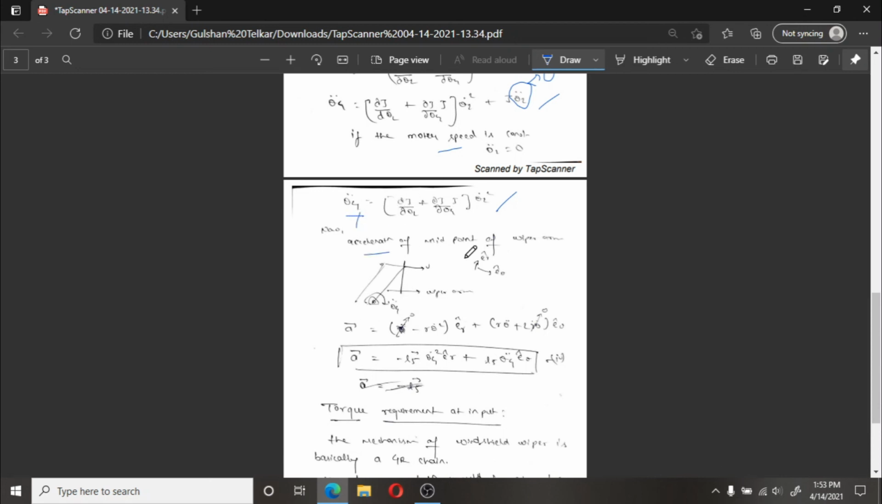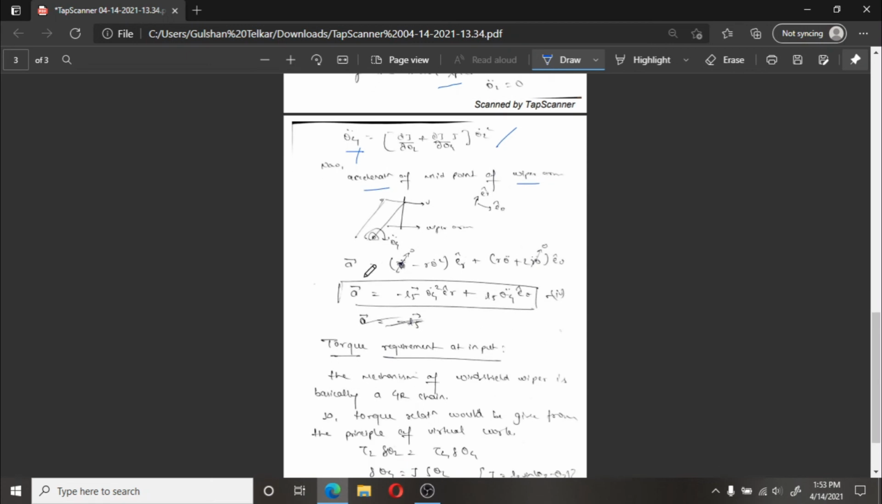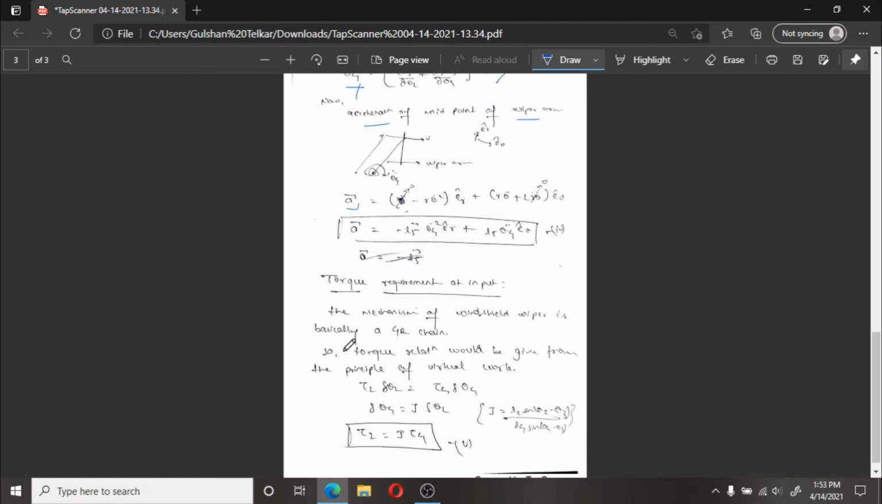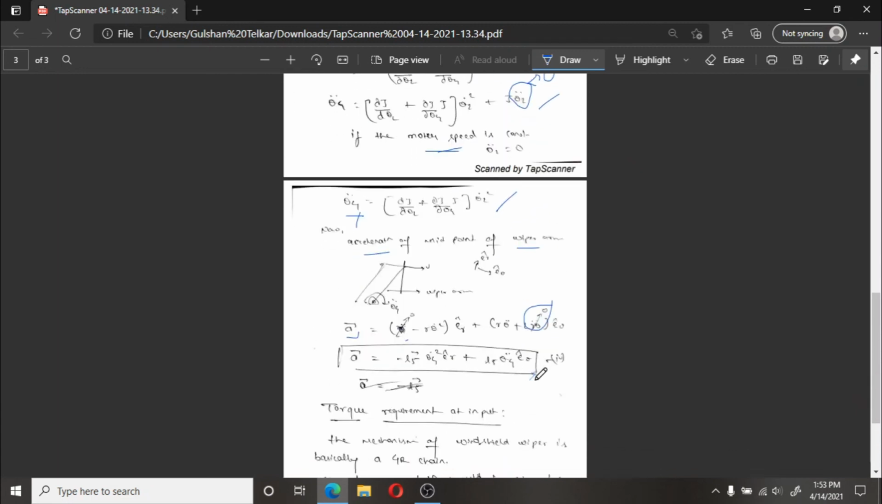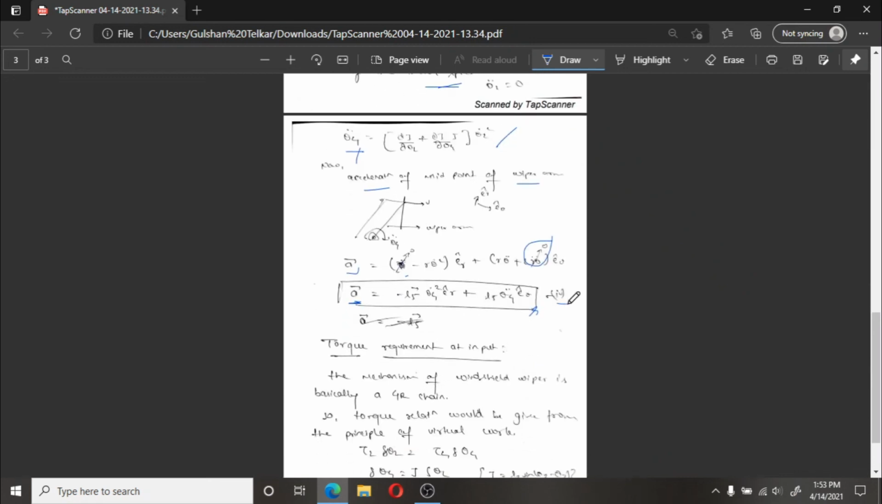It means we can find the acceleration of wiper arm. We know the relationship between the acceleration and the angular acceleration in terms of Euler form. After knowing this fact, this becomes 0 because the motor speed is constant. We get our final expression for the acceleration of the wiper arm, which is equation 4.